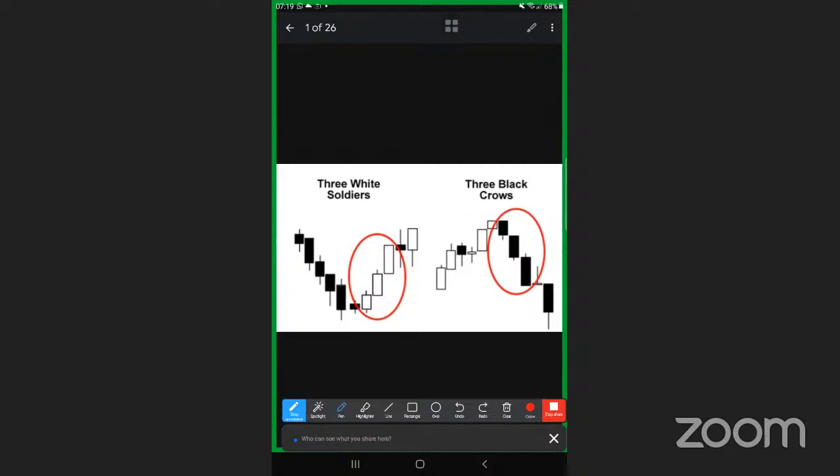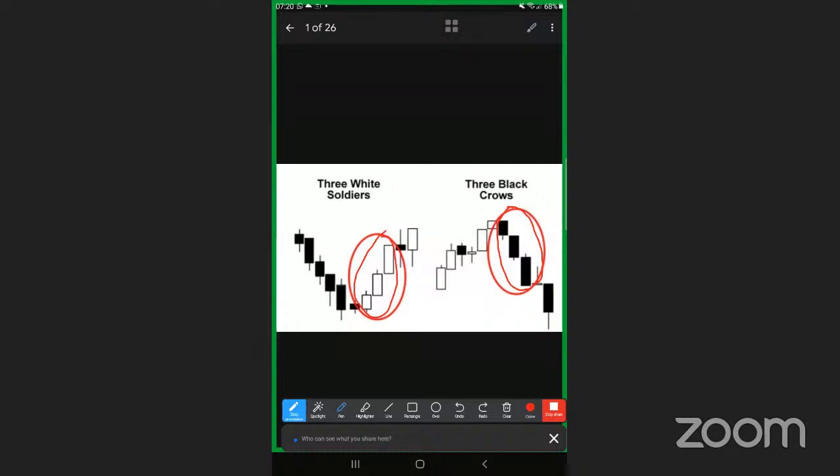If you have understood the three white soldiers, then you also need to understand the three black crows because it is a bearish version of it. So this is the bearish version of the bullish version. When these guys appear, they push the price downward. But I am saying the presence of the three white soldiers and the three black crows means that the trend is going to be a long one.